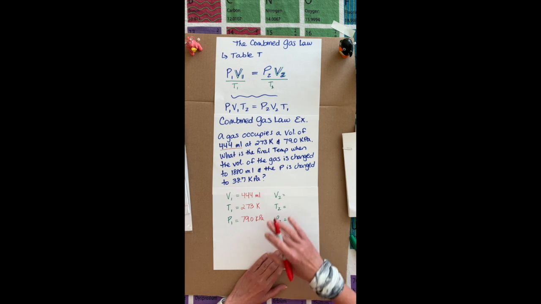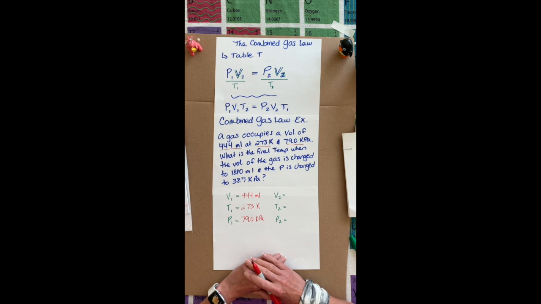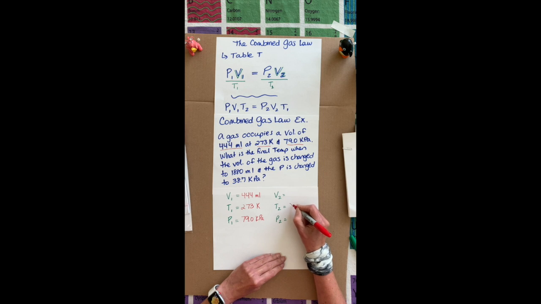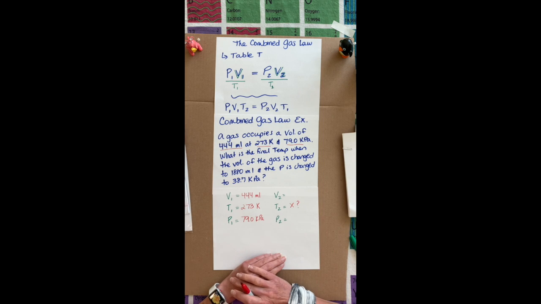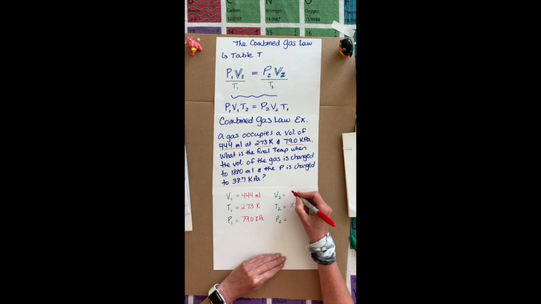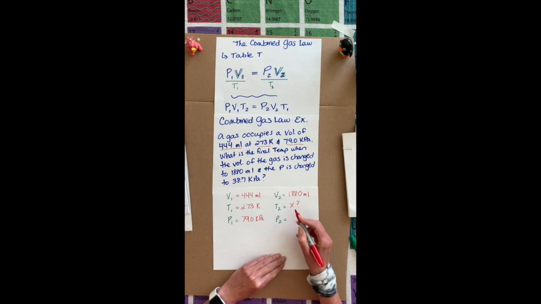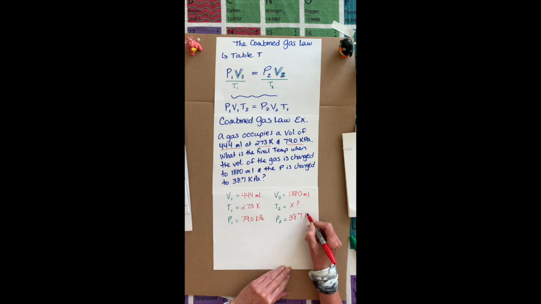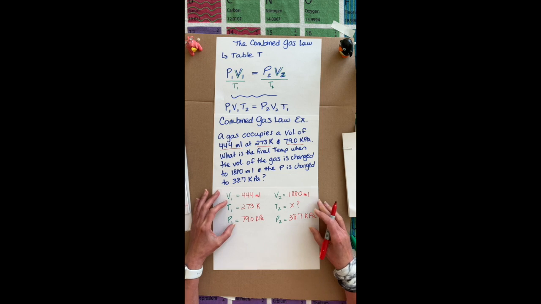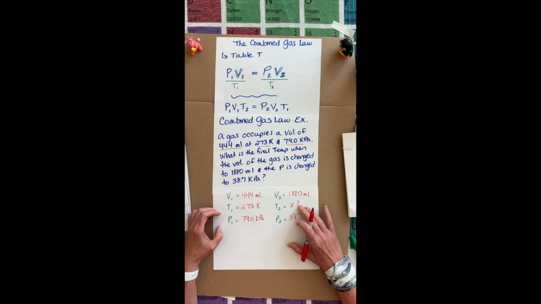So the question here goes on to say, what is the final temperature, X, when the volume of the gas is changed to 1880 milliliters, and the pressure is changed to 38.7 kilopascals? So we have 5 bits of information out of the 6. We're going to solve for T2.